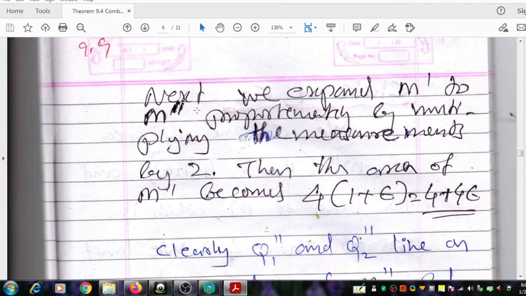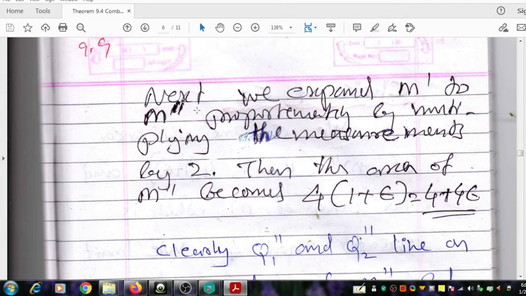That means every part of the set M prime must get a point in the new set M double prime, so as to keep the symmetry of the set. By multiplying, it is expanded proportionately, by multiplying the measurements in all directions. The measurements are multiplied by 2, so we take two times all measurements of the set M prime to get the new set M double prime.